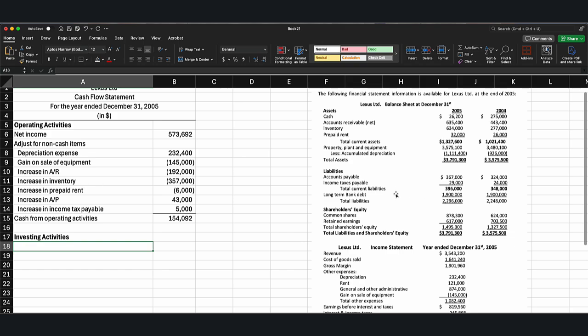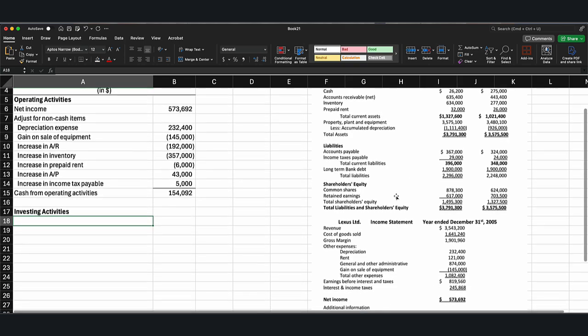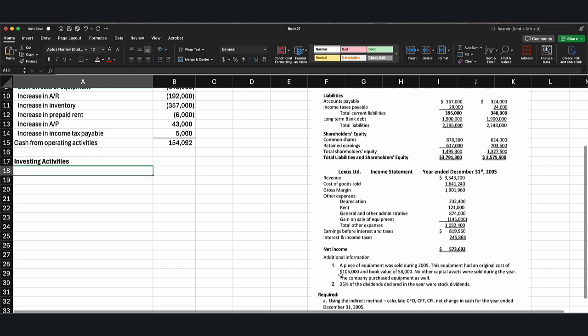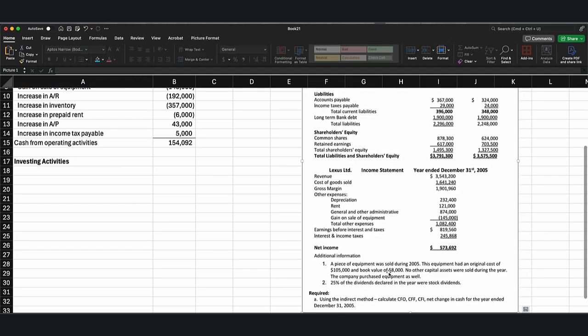This is everything to do with your buying and selling of long-term assets. And so you always want to start looking at your additional notes at this point. A piece of equipment was sold in 2005. The equipment had an original cost of 105 and a book value of 58. So we sold equipment that had a book value of 58. This means that the equipment was worth 58,000 after depreciation.